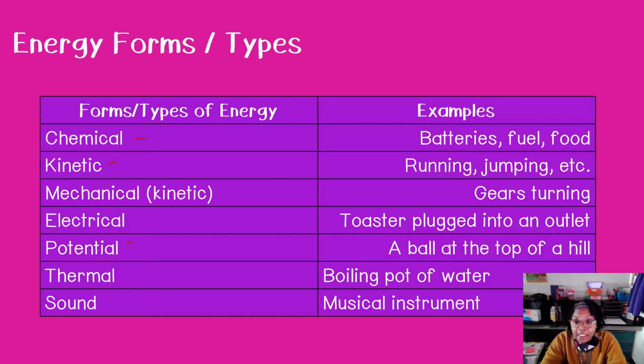Then we have thermal energy. That boiling pot of water is an example of thermal energy. Heat. Anything dealing with heat is thermal energy. And then lastly, we talked about sound energy. So a musical instrument, being able to hear Miss Brown through your laptop, that's another example of sound energy. So those were the different forms and types of energy.